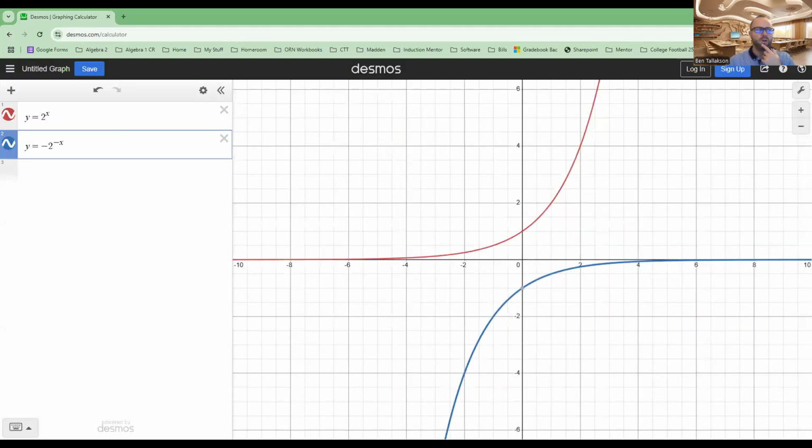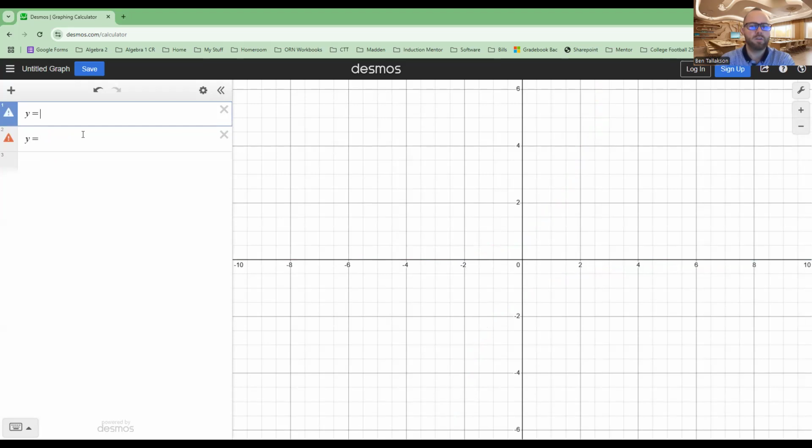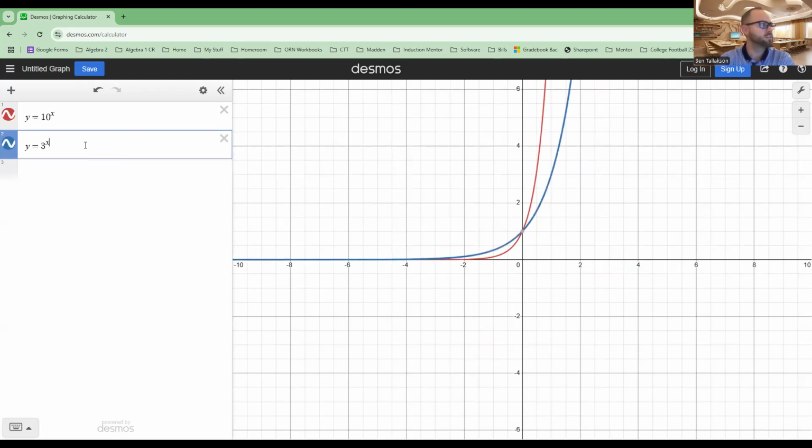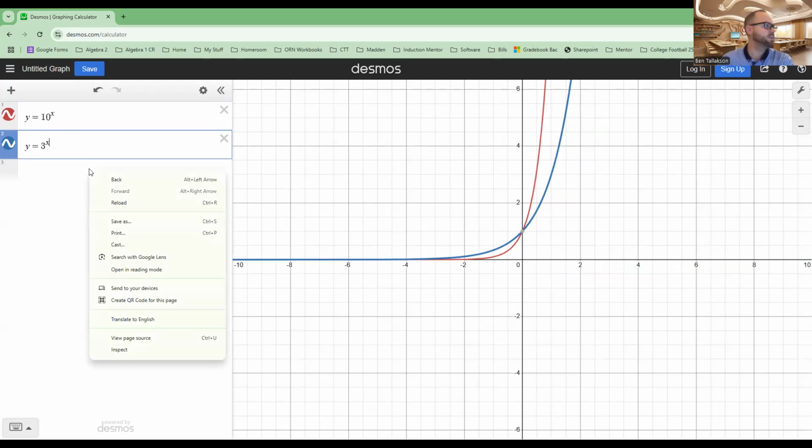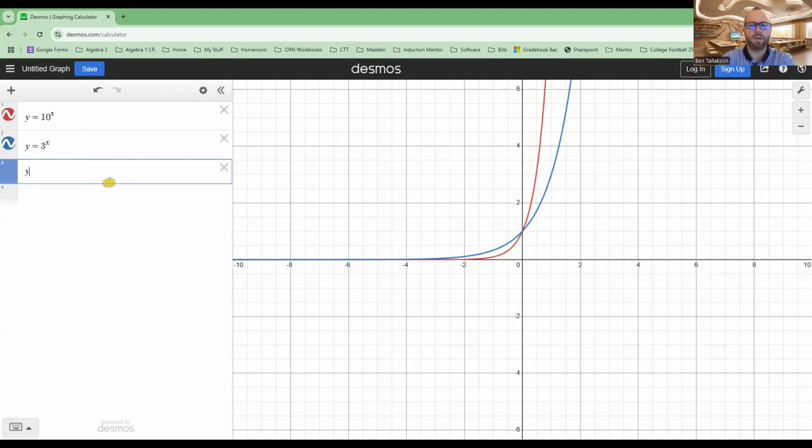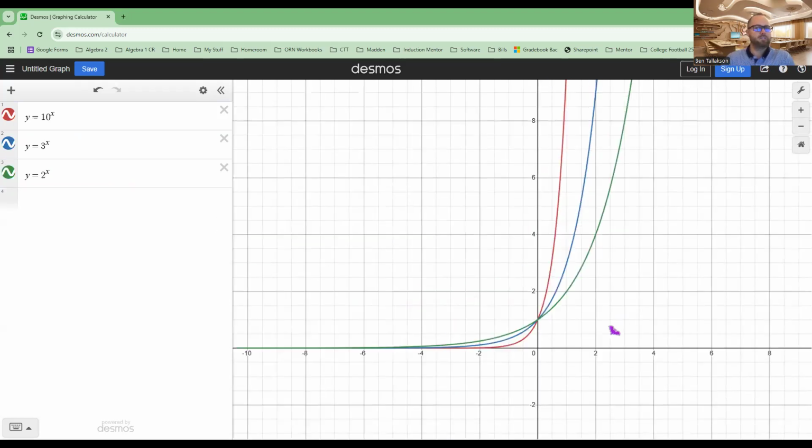Okay, so here we are. We're going to go ahead and put in all of those same equations. So we have 10 to the x, 3 to the x, and you can just click here to make a third line. There we go. And y is 2 to the x. Okay. So this is what we just looked at in our lesson.